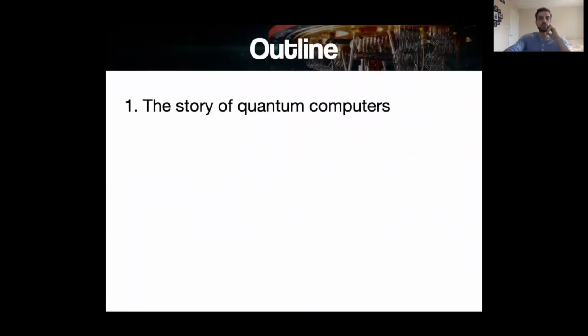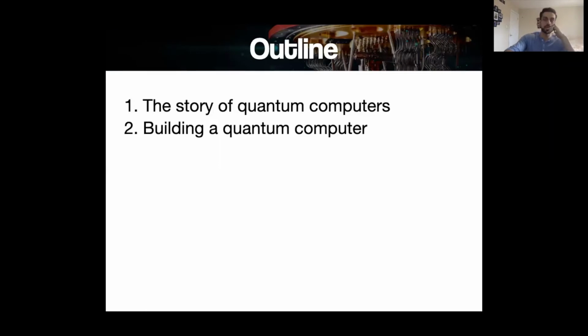So we're going to start with some story time and go over how quantum computers came to be. Then we're going to look at how do you actually build one. So what are the components that you need to build a quantum computer? And then we're going to look at four quantum computers.